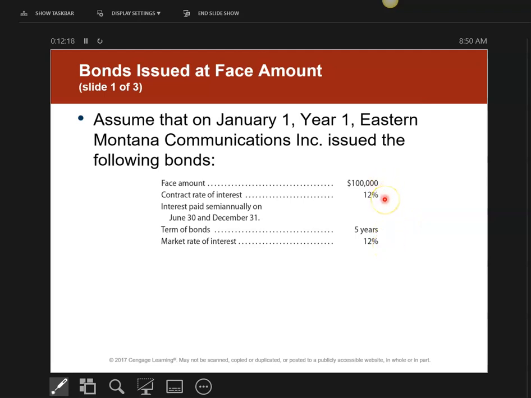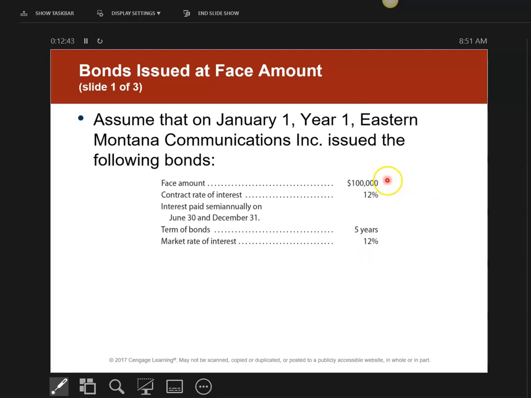So the first thing you look at, 12% contract, 12% market. So we know market equals contract. If you wrote down what I told you to write down previously, then we know we sell it at face value. So of all the things on this slide, the only variable will be market rate. That will be the only thing that may ever change. So let me show you the journal entry. So here's what's going to happen.